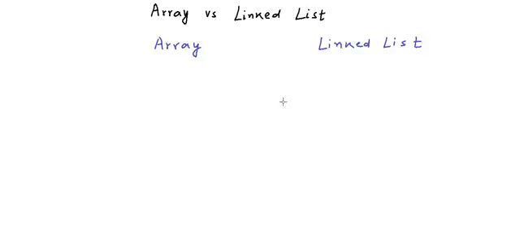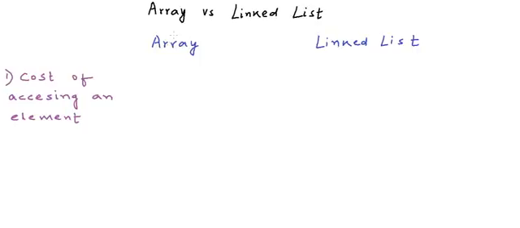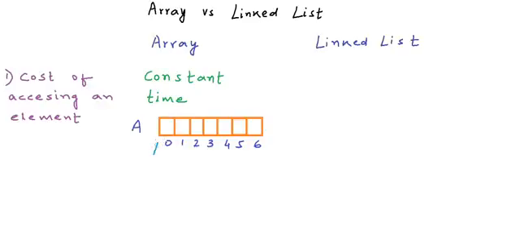And the first parameter that we want to talk about is the cost of accessing an element. Irrespective of the size of an array, it takes constant time to access an element in the array. This is because an array is stored as one contiguous block of memory. So if we know the starting address or the base address of this block of memory, let us say what we have here is an integer array and the base address is 200, the first byte in this block is at address 200.